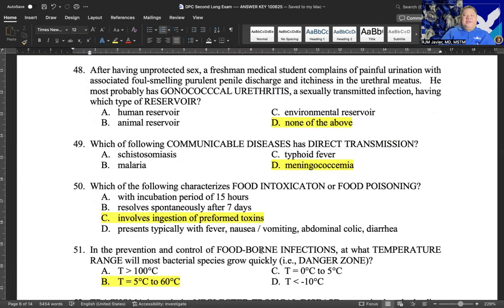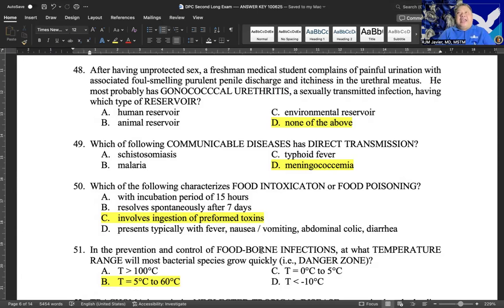Number 48. After having unprotected sex, a freshman medical student complains of painful urination with associated foul-smelling purulent penile discharge and itchiness in the urethral meatus. He most probably has gonococcal urethritis, a sexually transmitted infection having which type of reservoir?